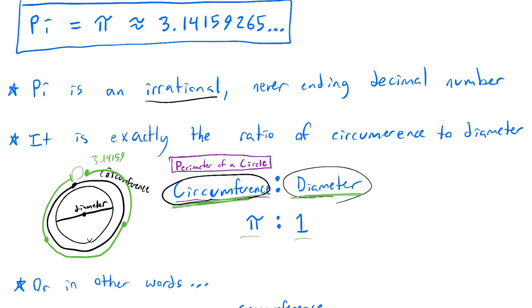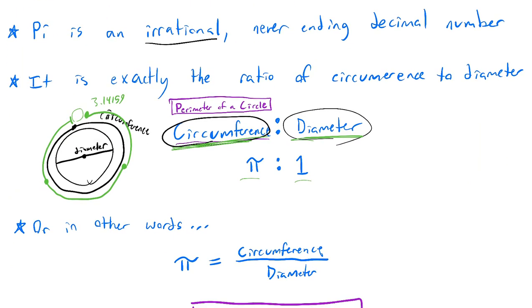Just throughout history, people played with circles and said, there's this about 3 to 1 thing here. About 3 of these diameters go around the circle. Like if you roll a wheel and you're counting distance, just something to play with for thousands of years. Okay? So here's another way of writing it. Pi equals circumference divided by diameter.